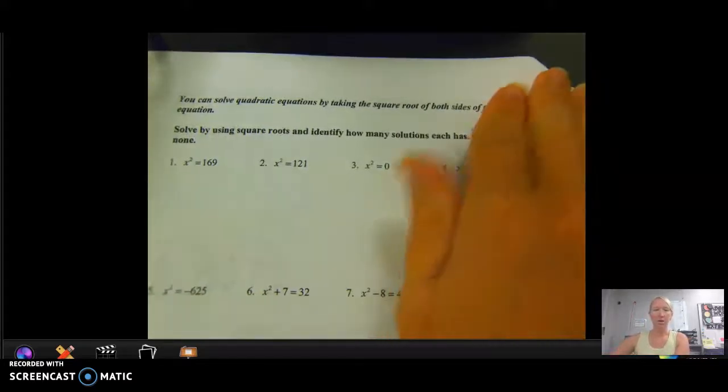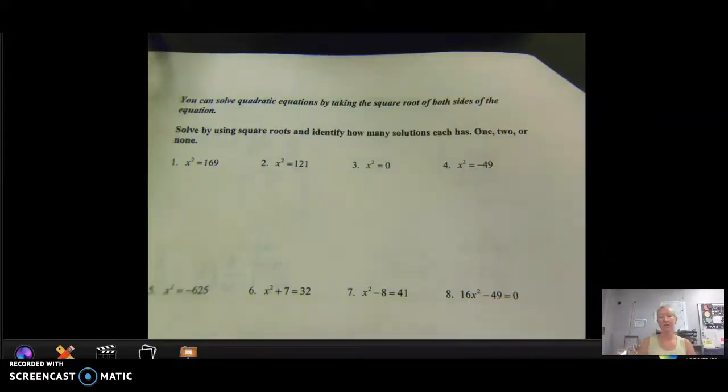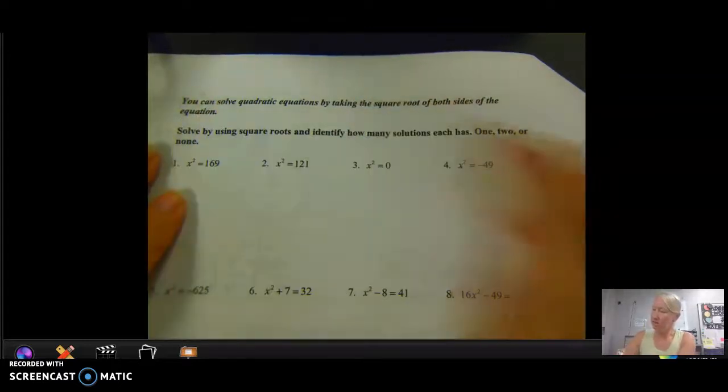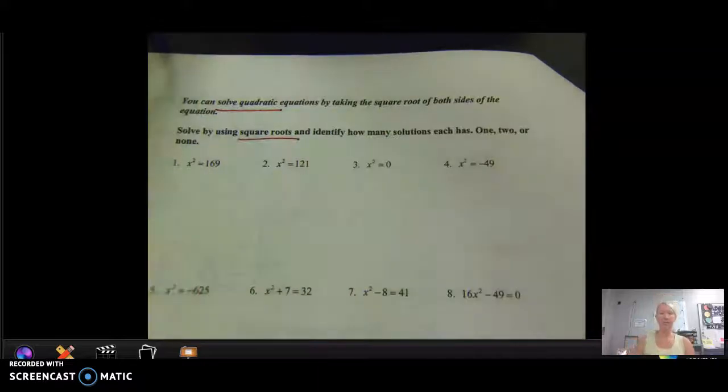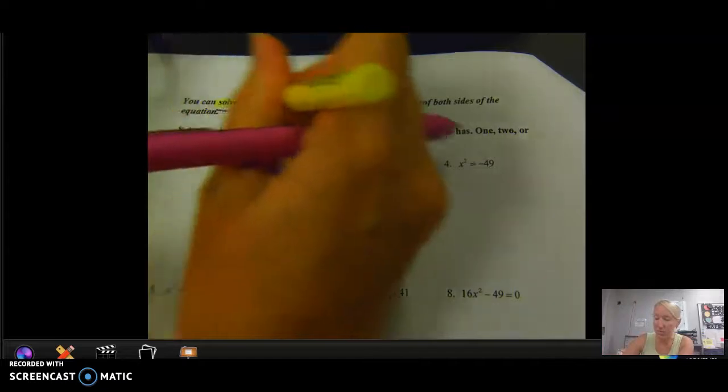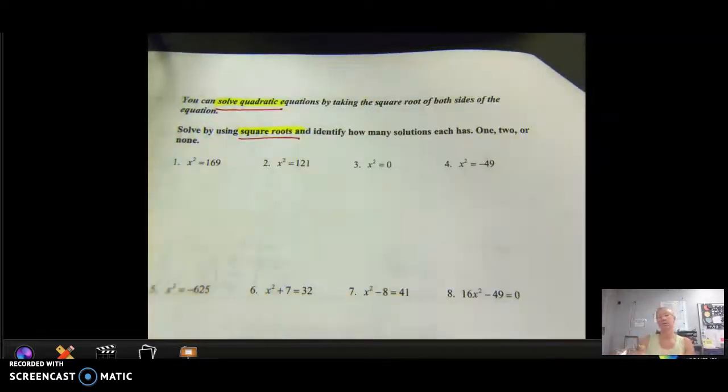Okay, so we're going to be solving quadratics by using the square root method. So solving, square root method, solve quadratics. Okay? That is what we are doing here. So your goal is to solve the quadratic by using the square root method.